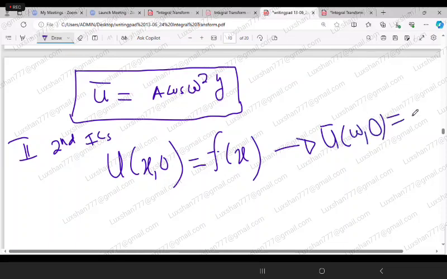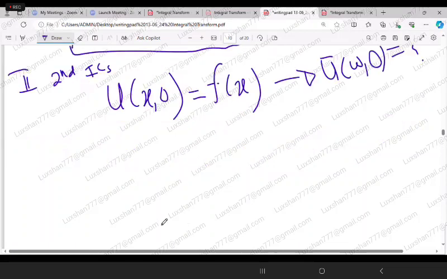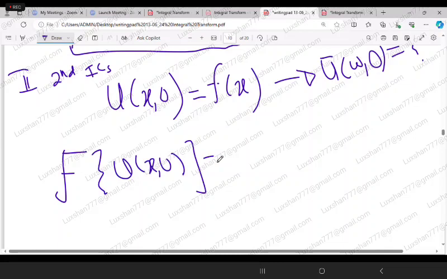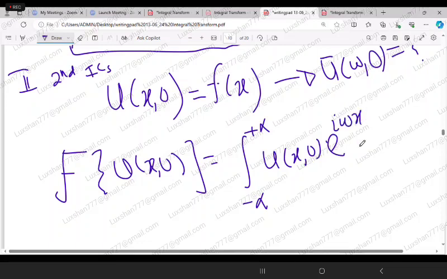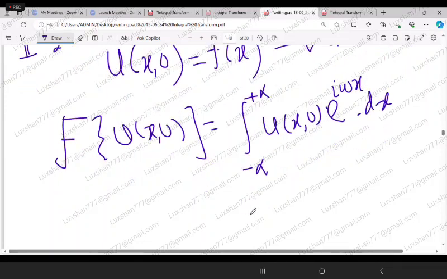Using this one, we want to find ū(omega, 0). Because the initial condition is given for u, actually we want it for ū. So if we take the Fourier transform of u(x, 0), that is equal to the integral from minus infinity to plus infinity of u(x, 0) e to the power i omega x dx, which is equal to ū(omega, 0). But we know that this is equal to what?